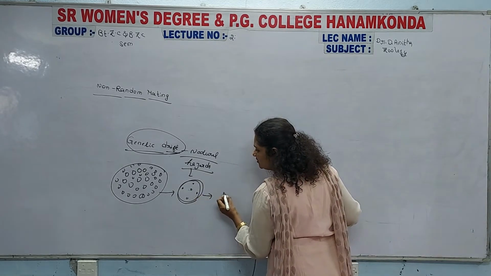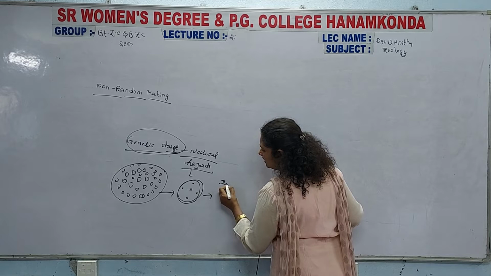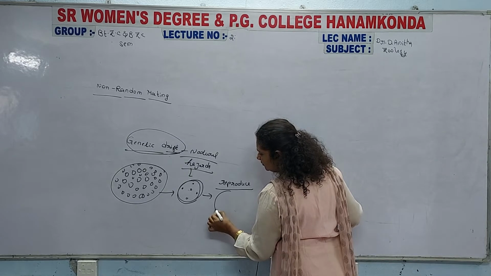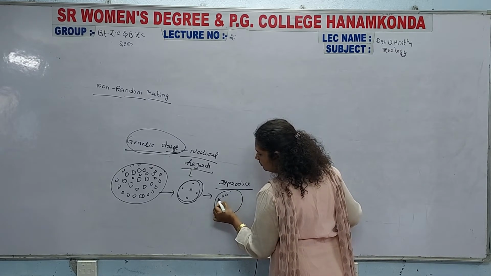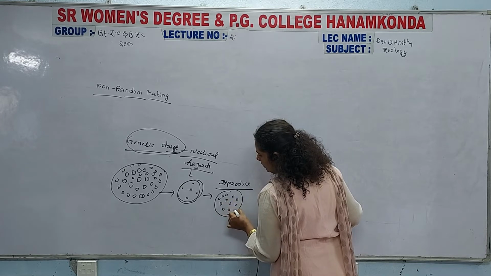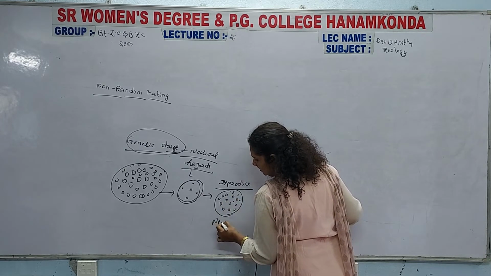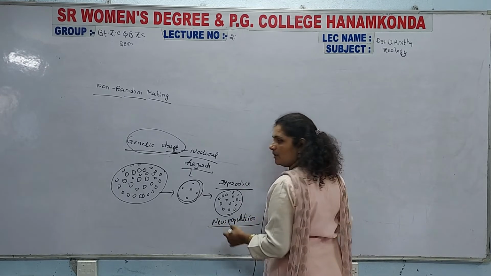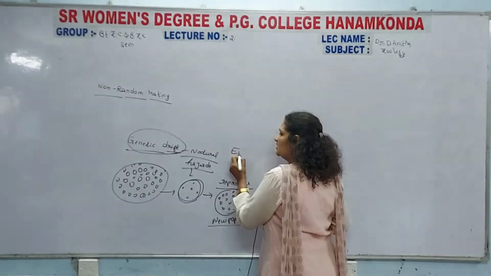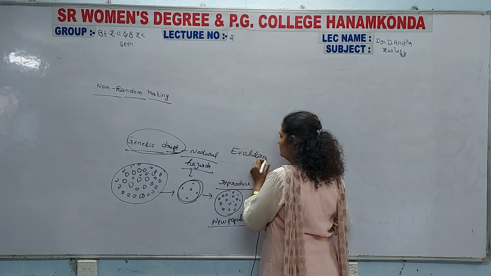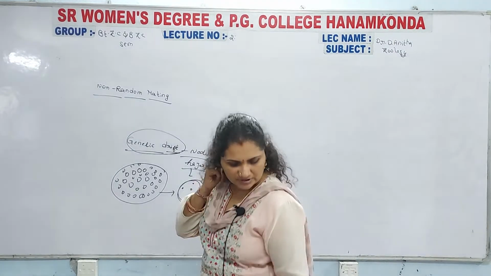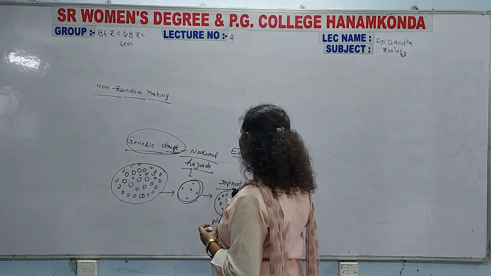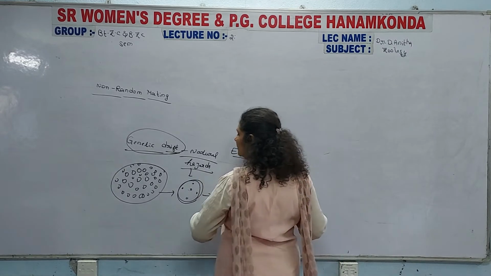The surviving organisms reproduce again, and they convert into another group of population, and a new population is generated. A new population was generated. So it comes under the evolution process, and this is genetic drift.